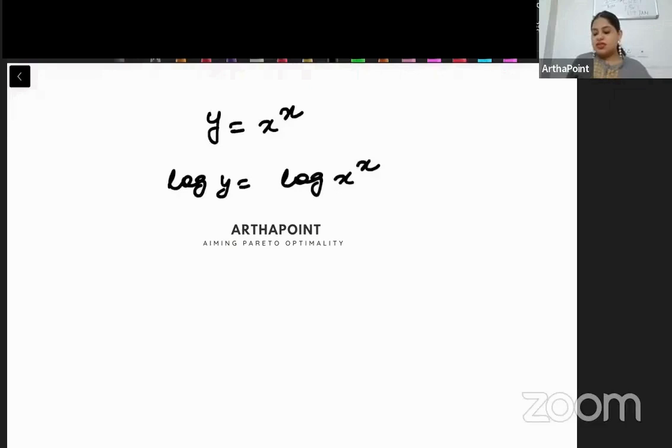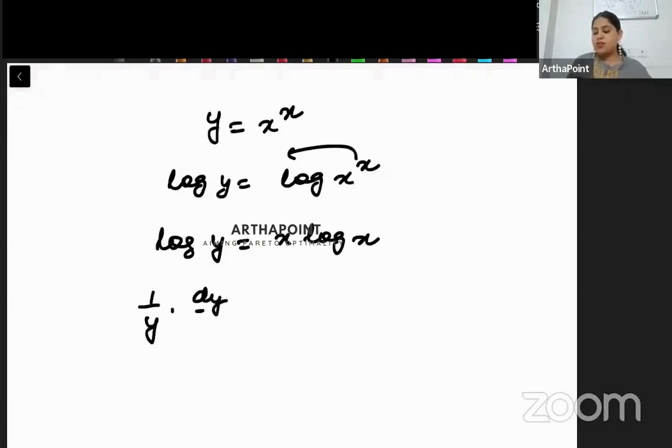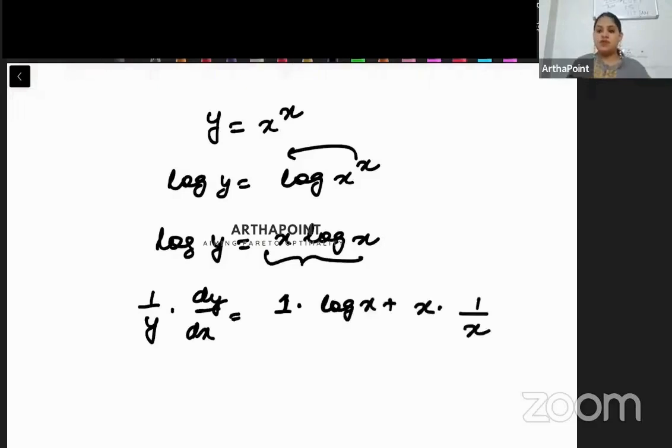That means this x can come down. So I can differentiate both sides. I have to use product rule here. So differentiation of first function, second as it is, plus first as it is, differentiation of second. This will be log x plus 1.